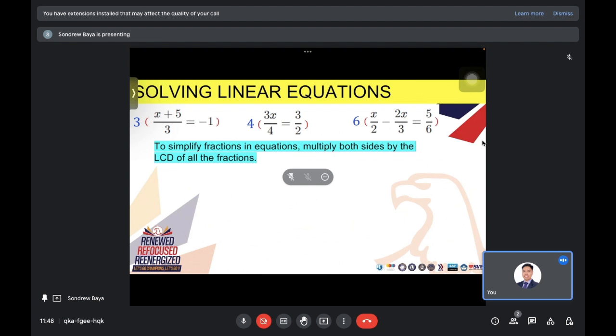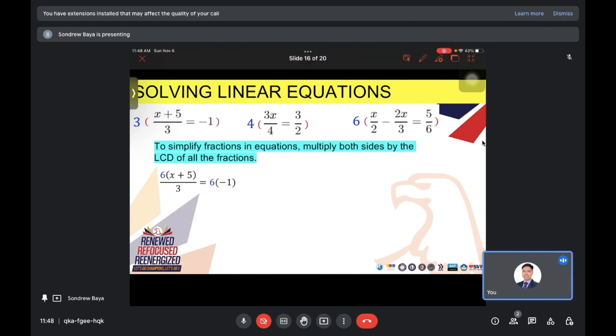Now, here is what happens when we multiply the LCDs. Sorry, I think this one is a mistake. So this is actually 3 and this is also 3. Alright, so for the first one, it now becomes 3 times (x plus 5 over 3) equal to 3 times negative 1. For the second one, it becomes 4 times 3x over 4 equal to 4 times 3 halves. Take note, this LCD should be multiplied to both sides. That's why we have this.